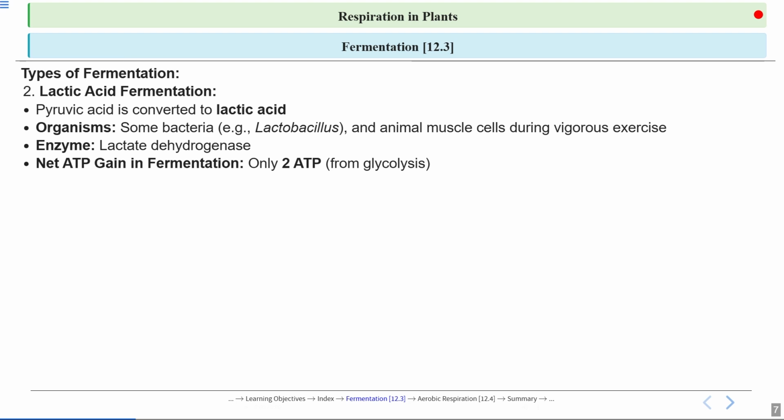Now, it is important to remember that fermentation only produces 2 ATP molecules per glucose, and this energy comes from glycolysis.